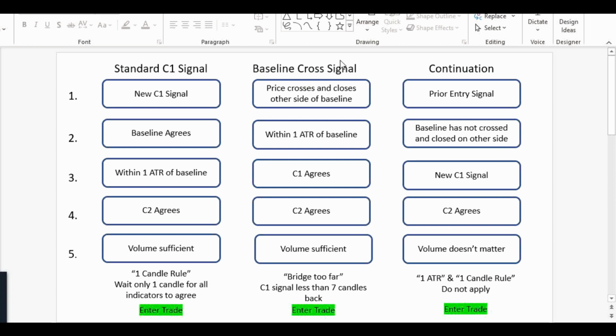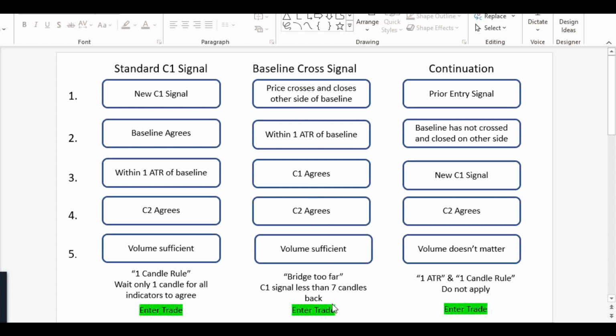The next type of entry is a baseline cross signal. So in this case, we see that price crosses the baseline and it closes on the other side. Then we check to see how far it's gone. Is it within 1 ATR? Yes, good. Does our C1 agree? Now, it doesn't have to be a fresh signal in this case. It just has to agree. Our C2 agrees. Do we have enough volume to support the trade? If all those things are good, we are good to go.